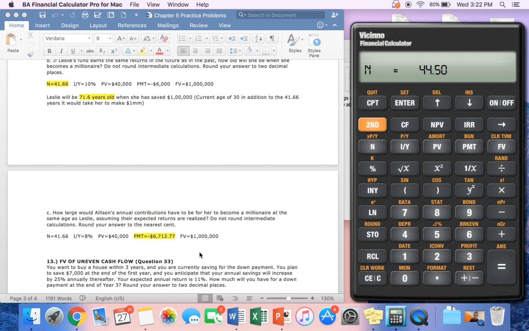So here's a piece of advice. This is why understanding your cash flows is really, really important. The present value is positive because they currently have $40,000 invested today. That's real money. And they're going to put in an additional $6,000 or some amount of money every single year.